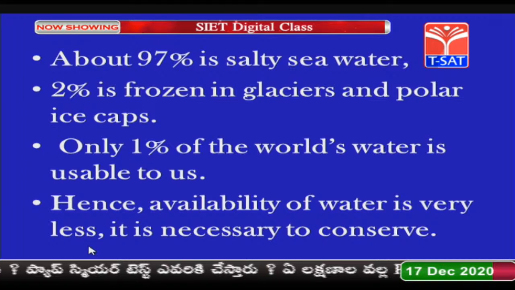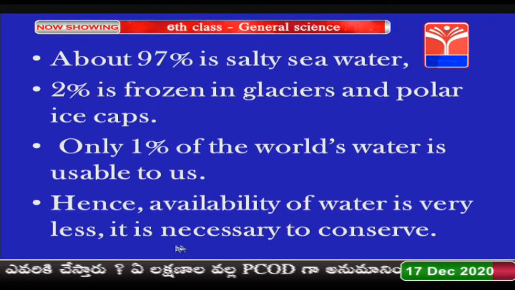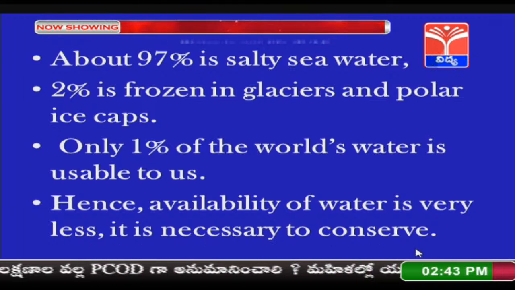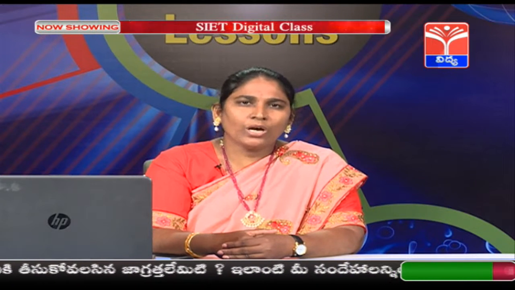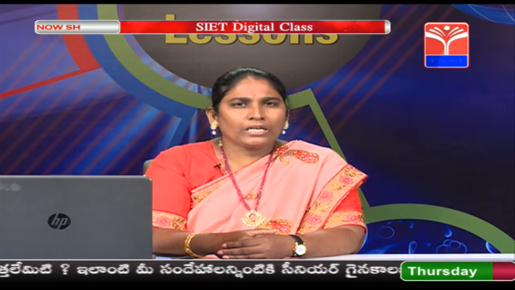So, it is our necessary duty to conserve water. Children, in our day to day life, we are using water for different activities. Supposing you are drinking water, how much water will you drink? We will drink a glass of water or hardly 2 glasses, right? For cooking purposes, how much water do we use? We use a jug of water, right children?